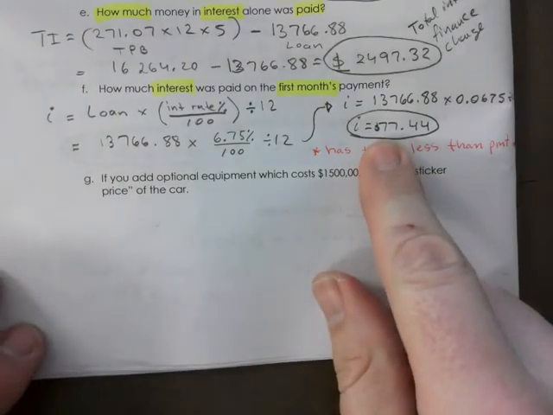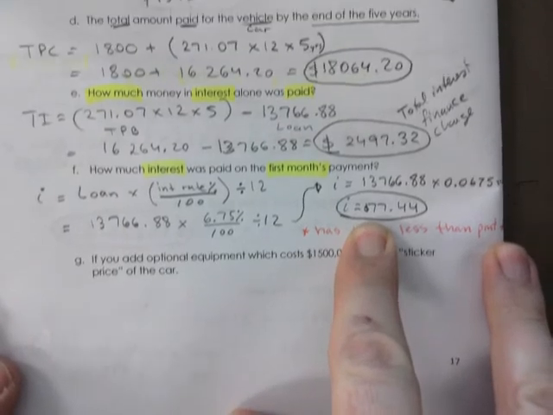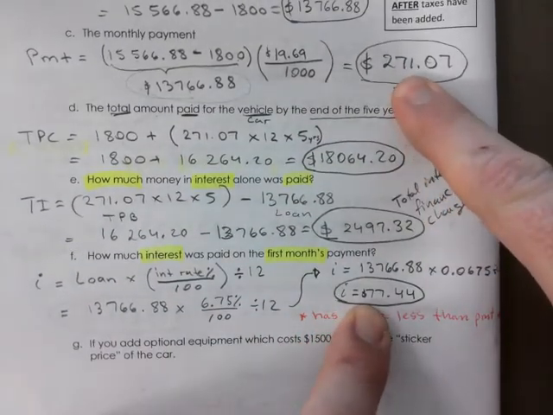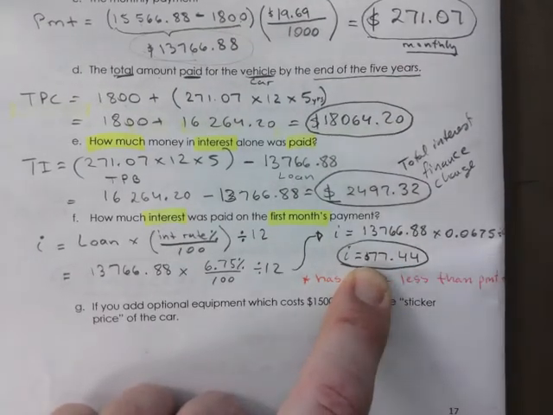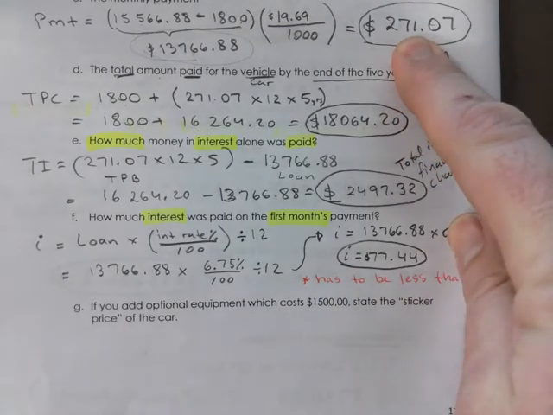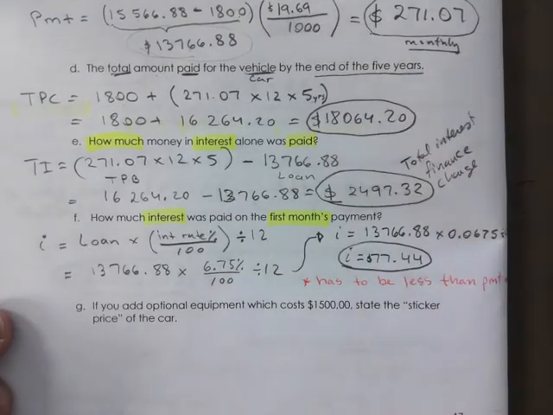So at the very first month, how much are you paying again? Let's go up. You're paying $271 every month. On the first month, they will take $77.44, right? They will take that off this and then apply the rest towards your loan that you're trying to pay off. Okay?